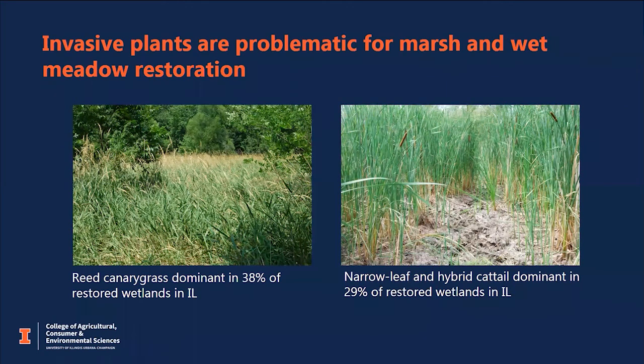29% were dominated by invasive narrowleaf and hybrid cattail. And this is a problem in wetland restoration, particularly in the Midwest. These two species, as well as species like giant reed and purple loosestrife and a few others, are highly problematic invaders in restored wetlands.